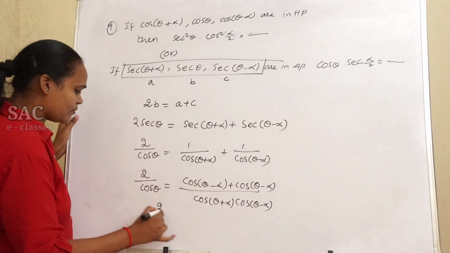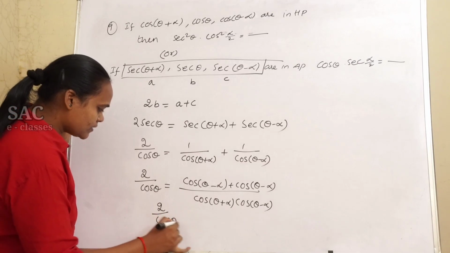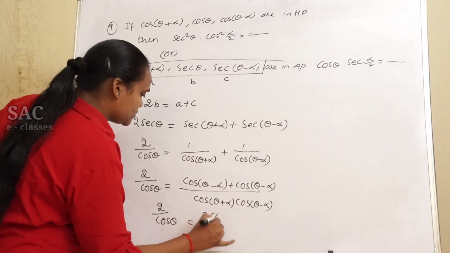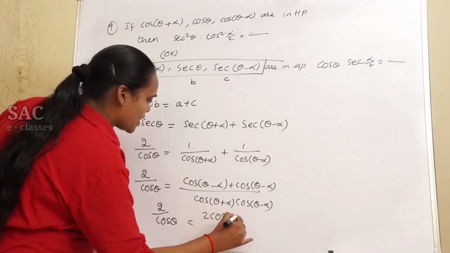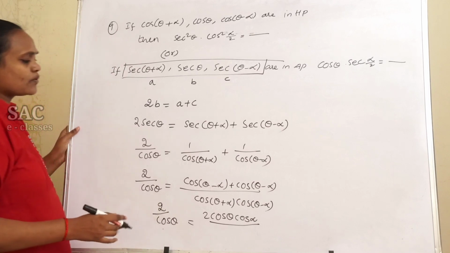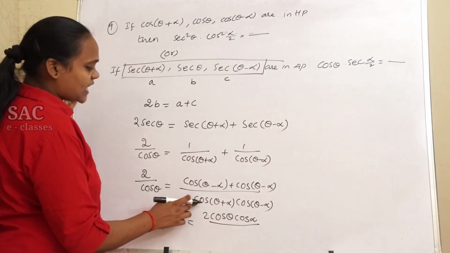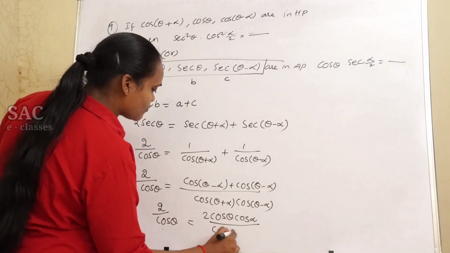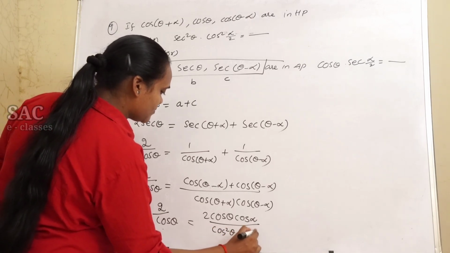We already know about cos of a plus b plus cos of a minus b is nothing but 2 into cos a cos b, that is 2 cos theta cos alpha, by, we already know whenever there is cos of a plus b into cos of a minus b, it is cos square a minus sin square b.